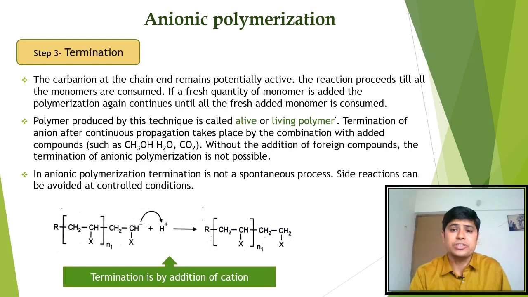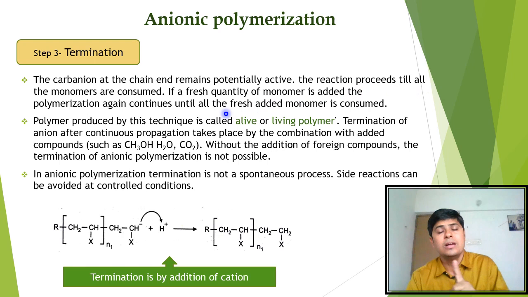That is termination. See, what is this termination? The carbanion at the chain end remains potentially active. The reaction proceeds until all the monomers are consumed. If a fresh quantity of monomer is added to this, then polymerization will begin again and continue until all the freshly added monomer is consumed. The polymer produced by this technique is called an alive or living polymer.